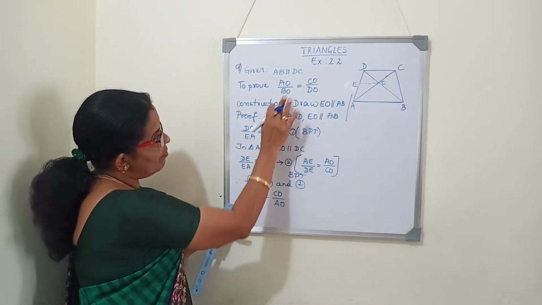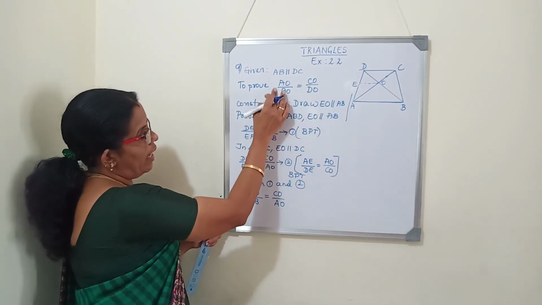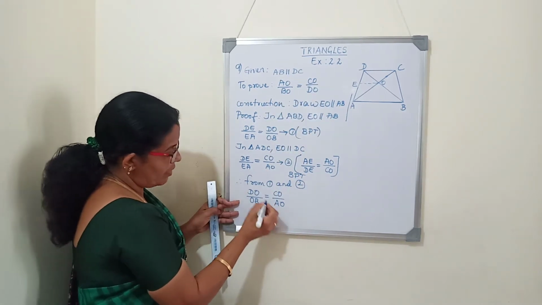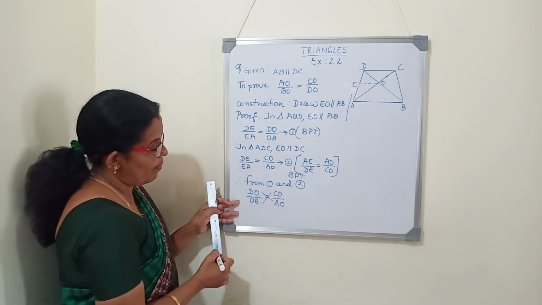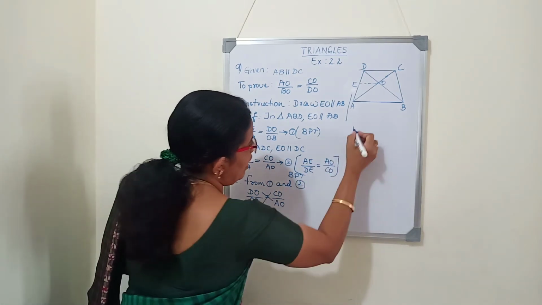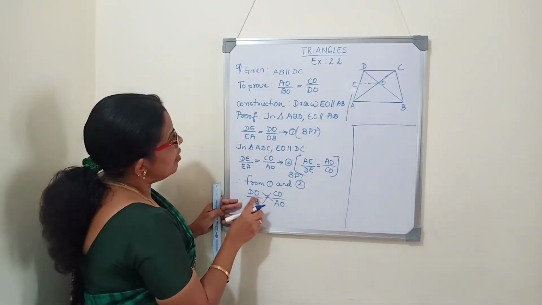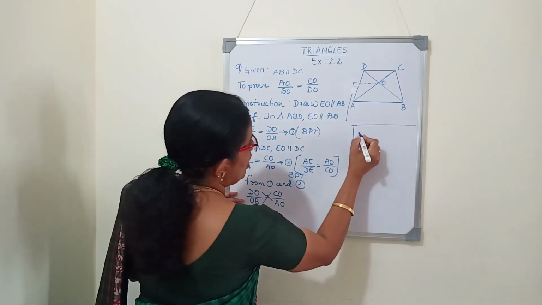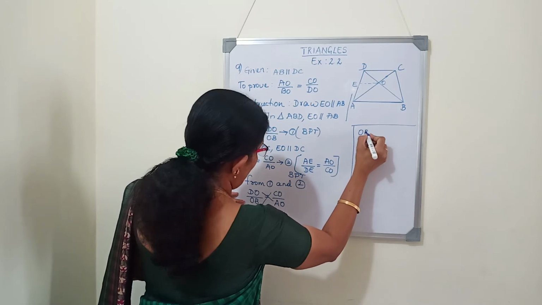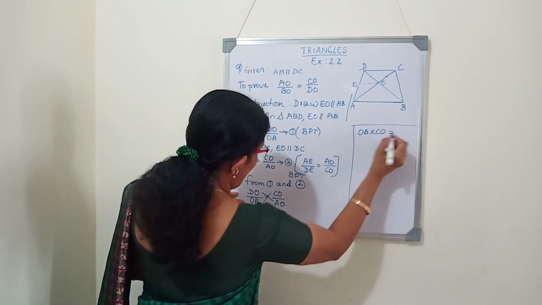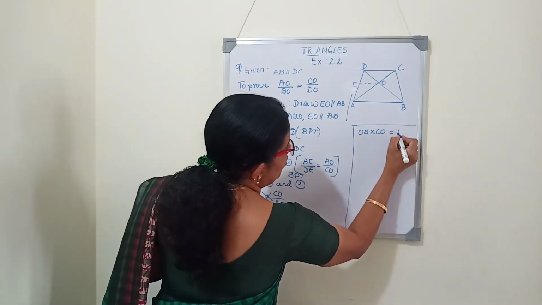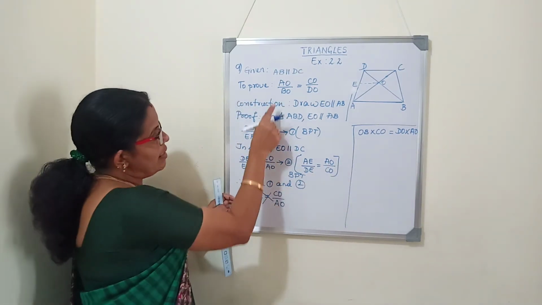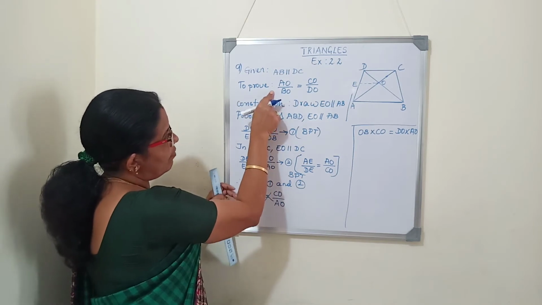DO by OB. But we didn't get the required form. We wanted to get AO by BO is equal to CO by DO. So what we have to do is, after getting this ratio, we have to cross multiply. When you cross multiply, we will get CO into OB equal to DO into AO. After cross multiplying, we'll see what we wanted to get. According to that, we can arrange it.